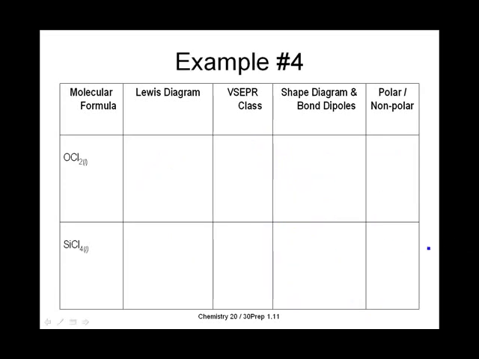All right, let's keep on trucking. For OCl2, the Lewis diagram would be something like that. The VSEPR class is AX2E2. Remember, we're just looking at our central atom here. And so this molecule is going to be bent, and it's bent based on a tetrahedron. So the shape diagram would be something like this.